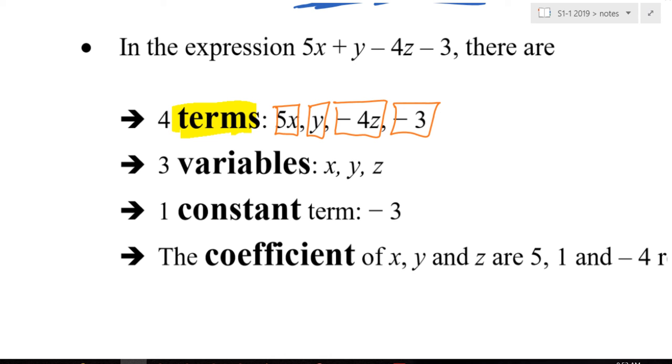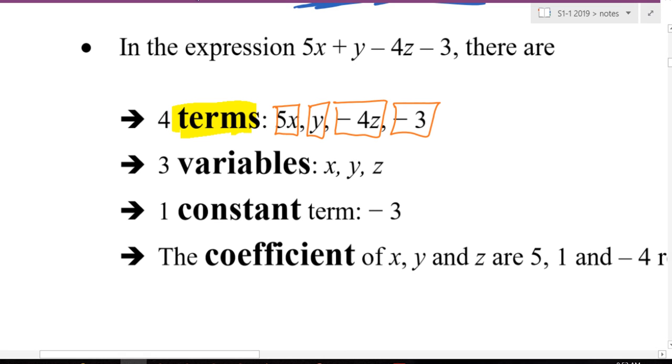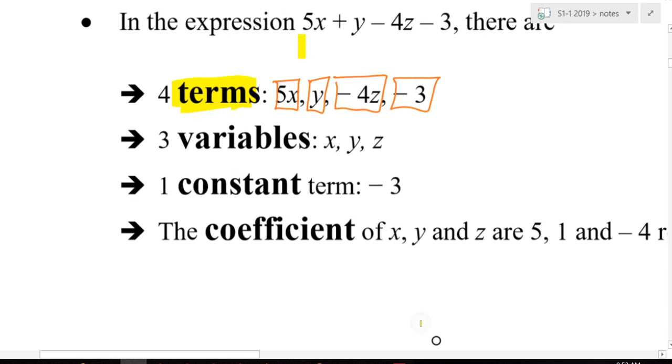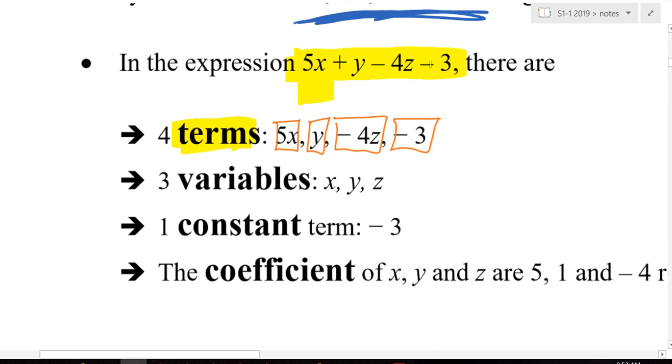Now, what we are looking at is this example. For example, in this question, 5x plus y minus 4z minus 3. My question to you is, how many terms are there? The answer is 4 terms. So how do I identify the 4 terms? Then you draw the boxes. 5x plus y minus 4z plus 3. So this is okay, this is okay.